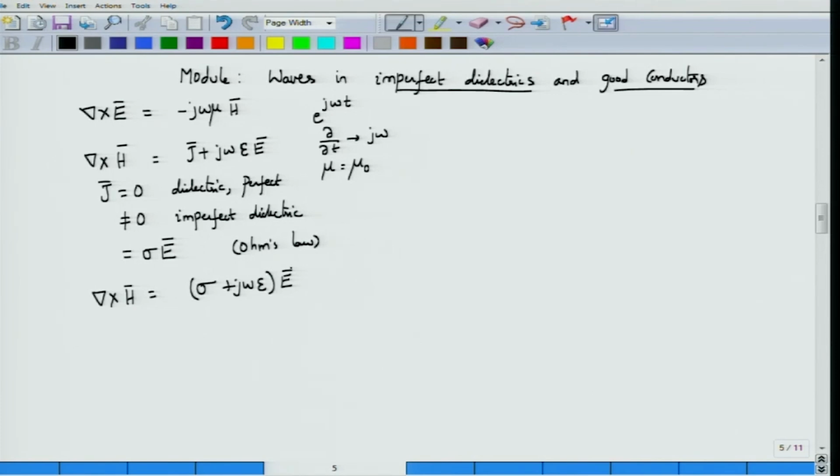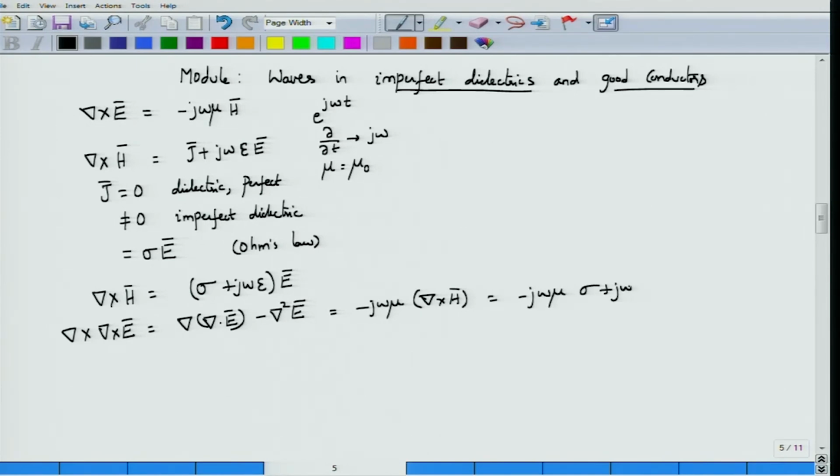Okay. Now as before we take curl of Faraday's law to obtain del of del dot E minus del square E equals minus j omega mu curl of H, but I already know what is curl of H. Curl of H is nothing but minus j omega mu into sigma plus j omega epsilon into electric field E.